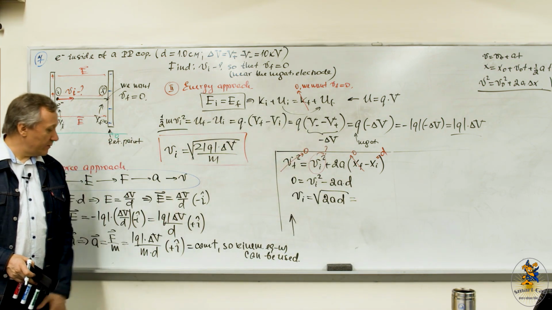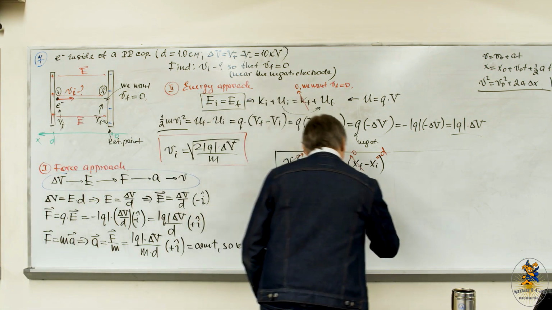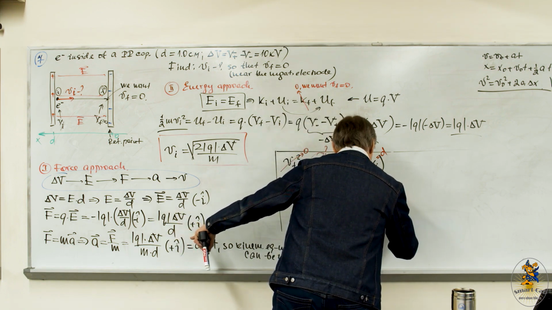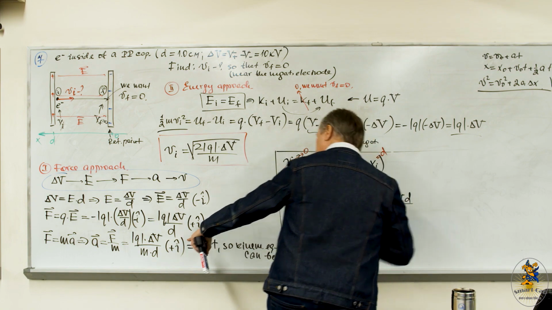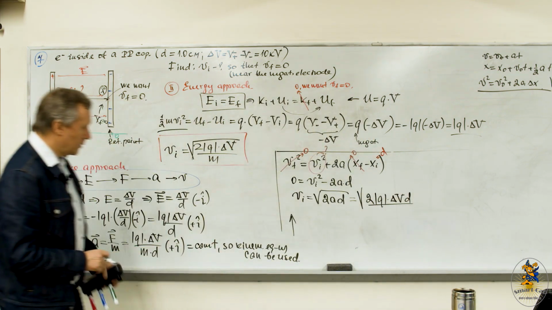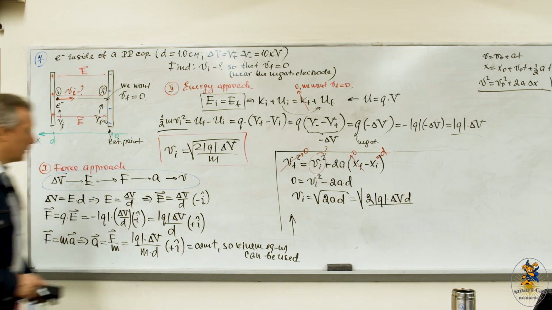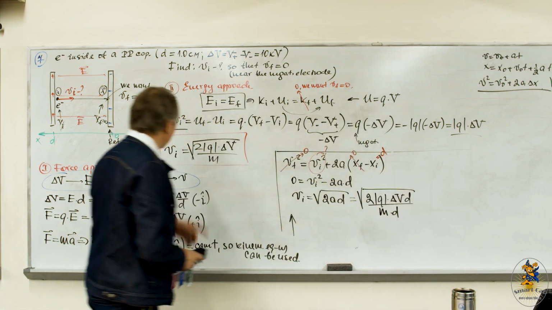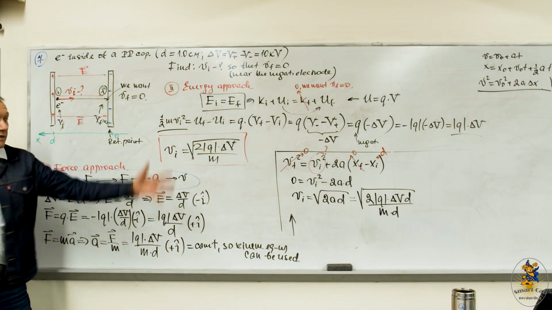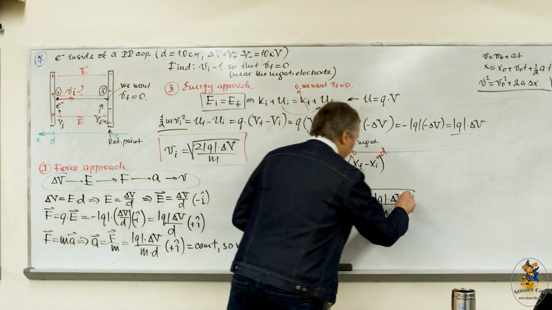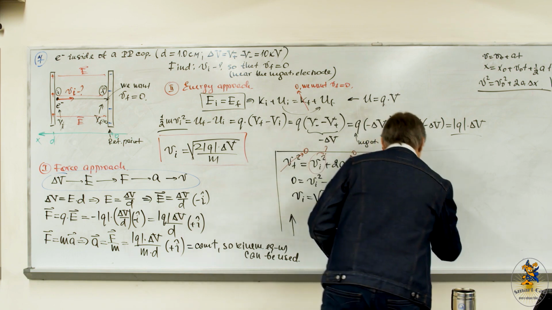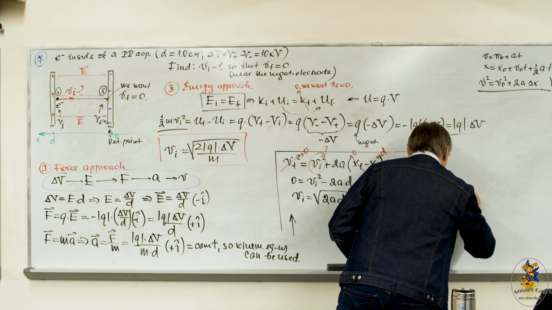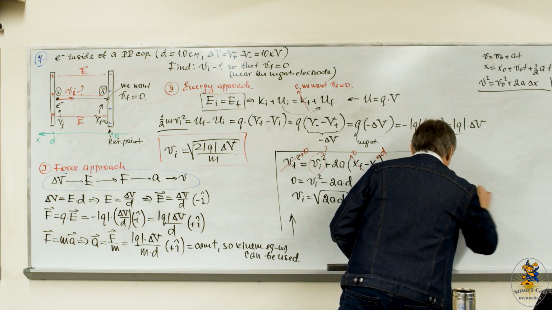Okay, so now we can plug in acceleration. And of course, the answer is going to be exactly the same. So it will be 2 times acceleration, which is q delta v divided by md, times d. So d can be canceled. You see? And so we're getting exactly the same answer: the square root of 2q times the potential difference divided by m.